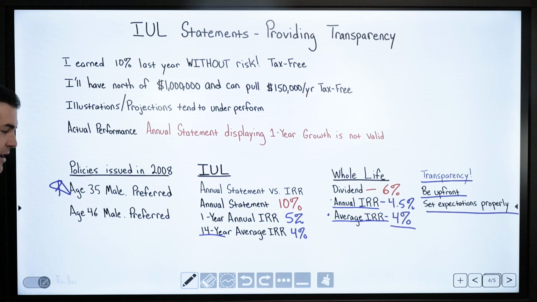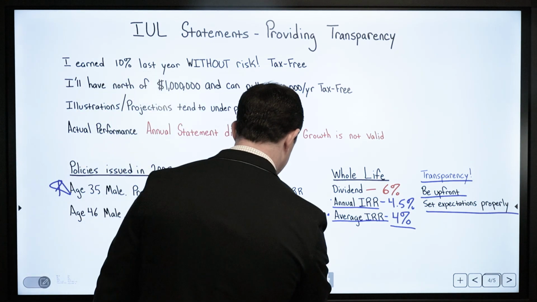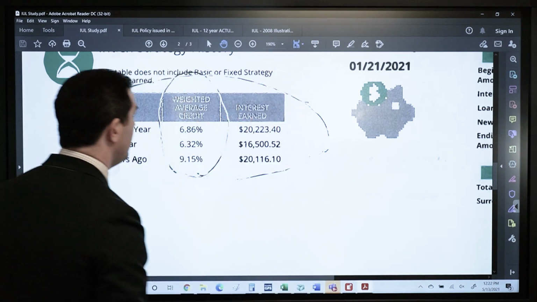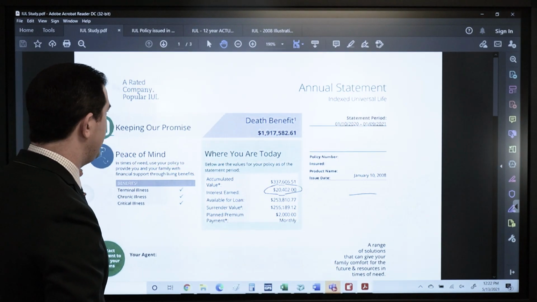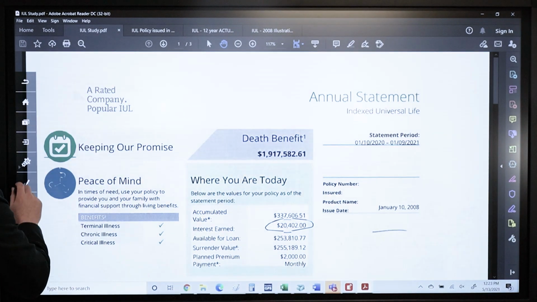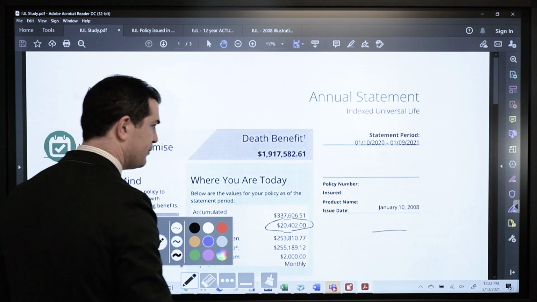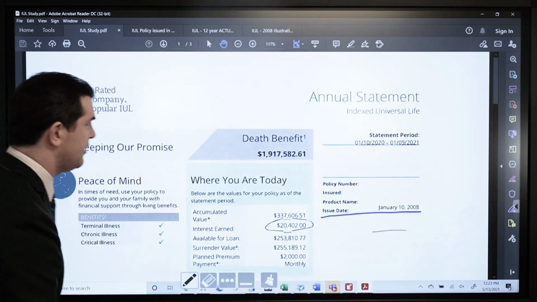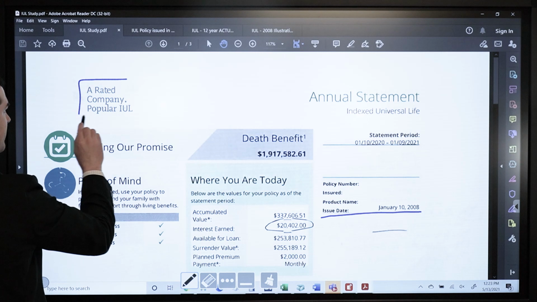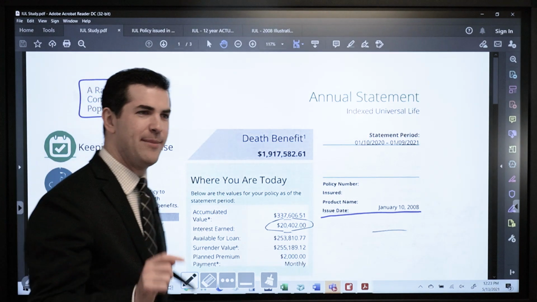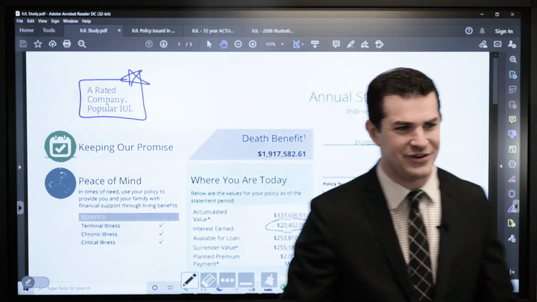We are going to take a look at an actual policy here. What we'll start with is the annual statement. So what we've got is a policy that was issued January 10th, 2008, 35 male, preferred. Here's the issue date, January 10th. The company, we took the name off. I put this in here because I wanted to have some fun. A-rated company and a popular IUL because it is.